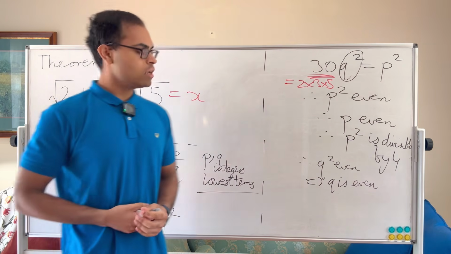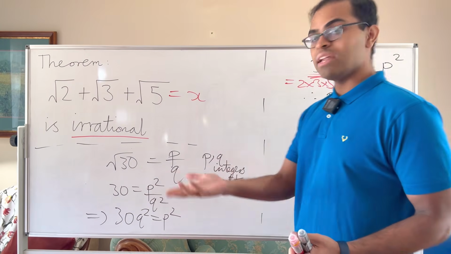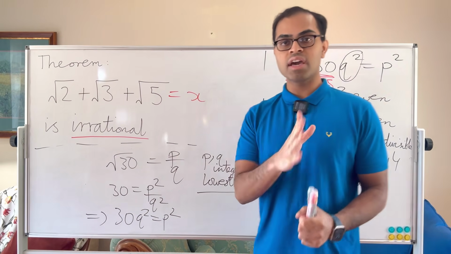Okay, another way of looking at it. But anyway, that shows root 30 is irrational, and that's a contradiction because we said it was rational, assuming x was rational. So therefore x is an irrational number.